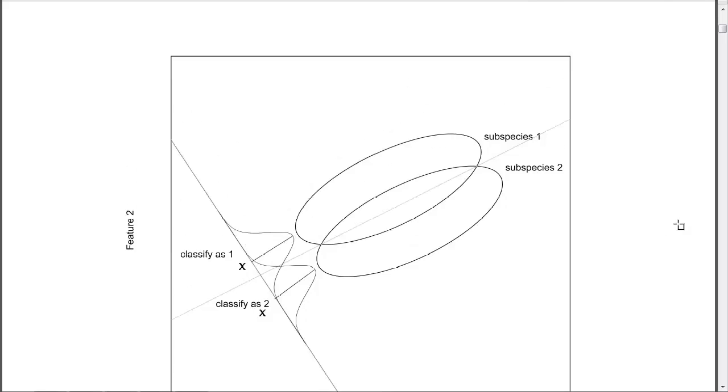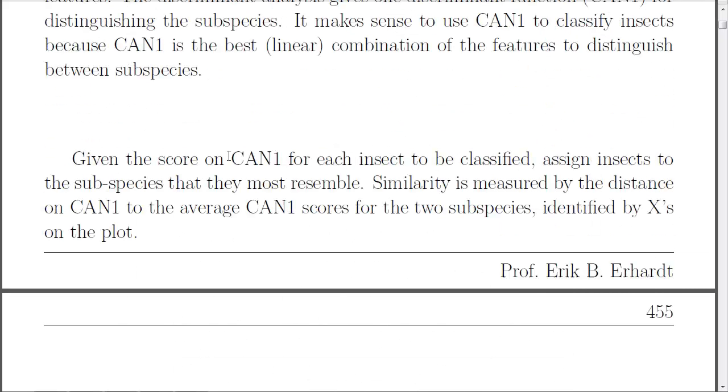So given a score of can1 on each insect to be classified, we want to assign insects to the subspecies that they most resemble. And similarity can be measured as the distance on canonical direction 1 to the average canonical scores for the two subspecies, which I've identified with X's.